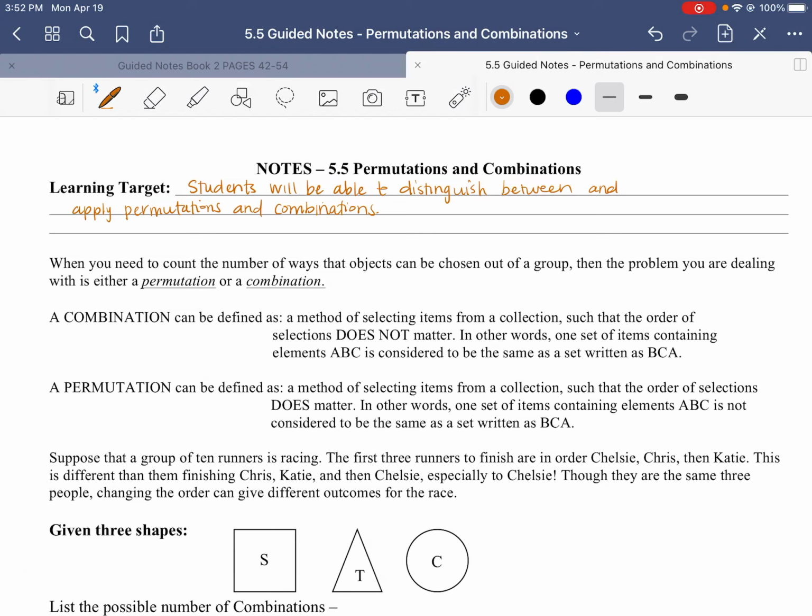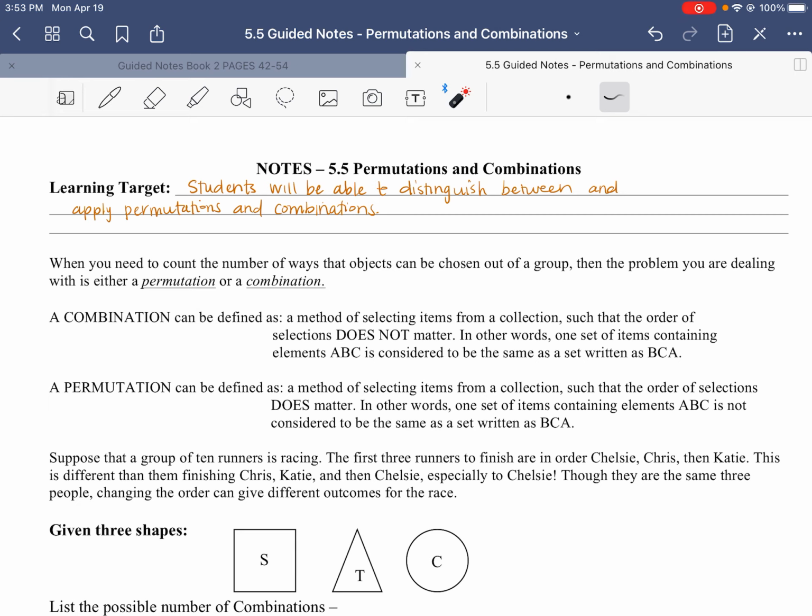This lesson is going to cover permutations and combinations. So lesson 5.5, our learning target is students will be able to distinguish between and apply what we call permutations and combinations. Okay, so we're going to talk about and distinguish between the two and then practice calculating them today, and we're going to introduce some new notation known as a factorial.